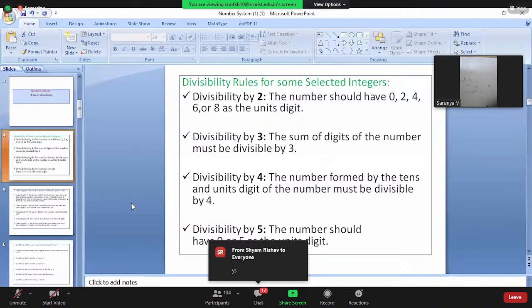What is the sum of the numbers? Sum of all the digits? 21. Is 21 divisible by 3? So the 6-digit number is also divisible by 3. Yes. So the number will be divisible by 6. Any doubts up to this?